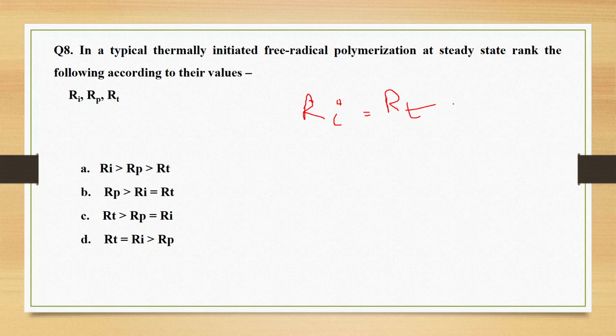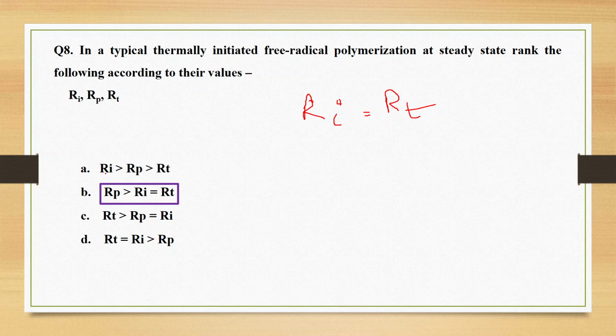So this is the approximation for steady state. So Ri will be Rt. Again, the Rp or rate of propagation is generally very fast compared to the initiation or the termination process. So in general we do consider that the rate of polymerization is actually the rate of propagation. So the correct answer for this case should be D.